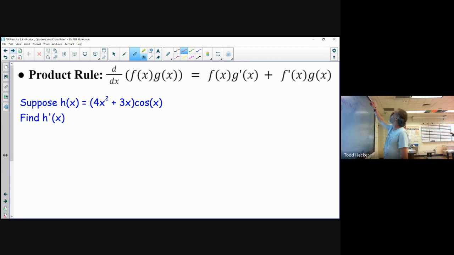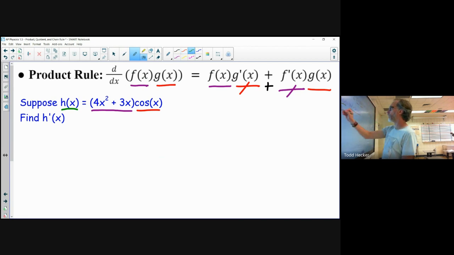The product rule says if you've got a function that is f of x times g of x, and you want to find the derivative of this new function, then what you do is you multiply the first function by the derivative of the second function. And then you add that to the derivative of the first function times the second function. So for example, in this example here, I've got h of x is equal to 4x squared plus 3x times the cosine of x.